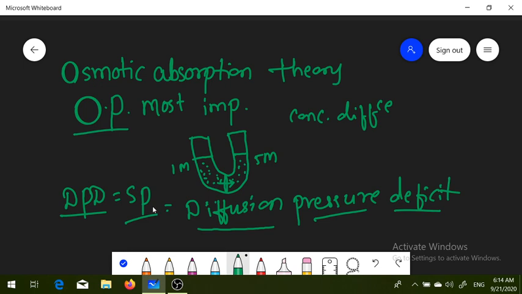Okay, so according to the osmotic absorption theory, there are three important factors: the osmotic pressure, the diffusion pressure deficit and the suction pressure. Diffusion pressure deficit is always equal to the suction pressure; these are the same terms, or very similar terms. So these three terms are most important. Okay, so we will draw one figure here.